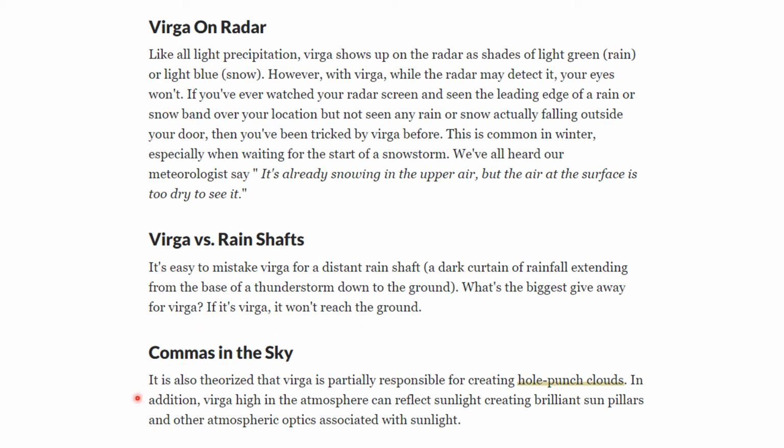It's also theorized, not proven, that Virga is partially responsible for creating punch hole clouds. In addition, Virga high in the atmosphere can reflect sunlight, creating brilliant sun pillars and other atmospheric optics associated with the sunlight.